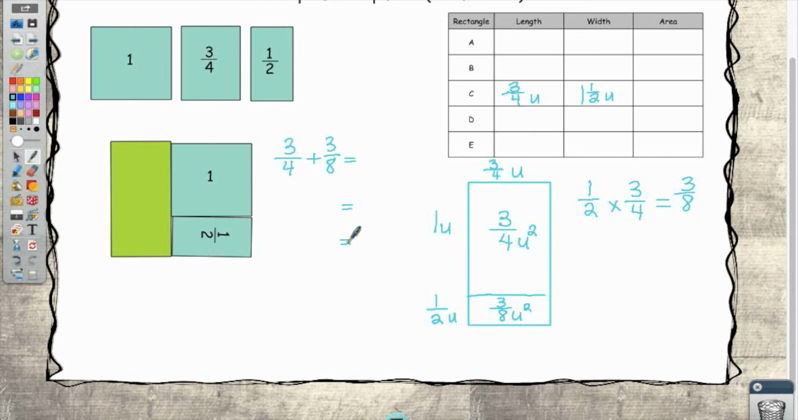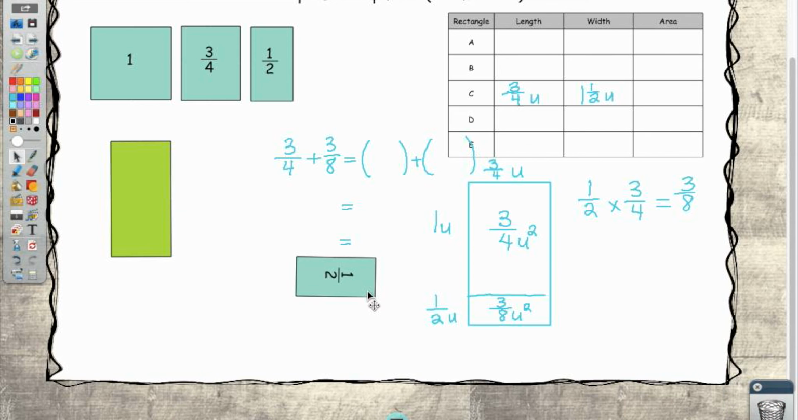Is that a common denominator? No. These are unlike units. Can I add unlike units? No, I cannot. So I have to change them. About out of room, aren't I? Get rid of this. Move it over. Okay. Sorry, I'm moving it over so we can actually see it. So 3/4 plus 3/8.